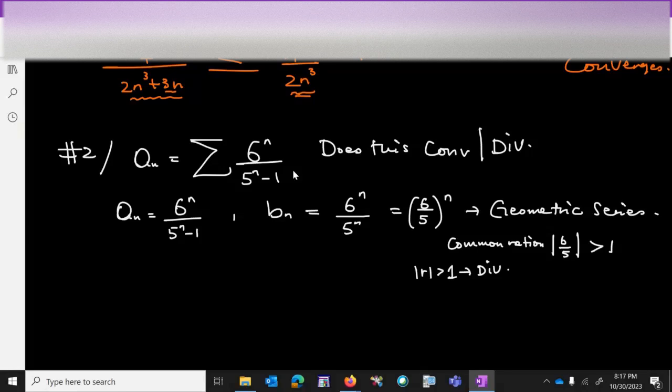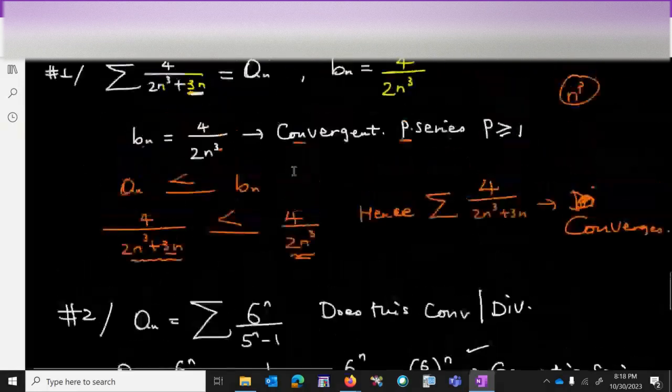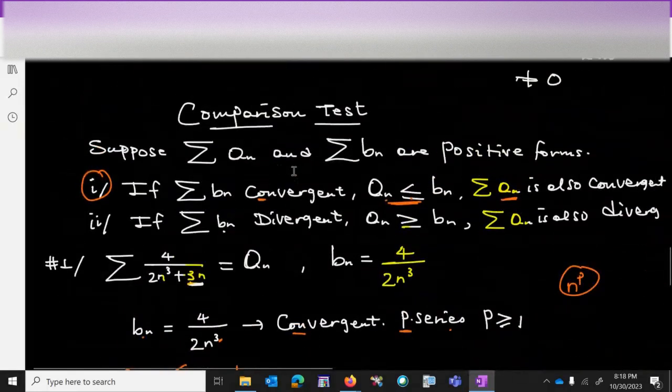So now my r value is 6 over 5. 6 divided by 5 is obviously greater than 1. So that means this b sub n diverges, because it is a typical geometric series with r value greater than 1. Now I know b sub n diverges, but I have to compare a sub n and b sub n to conclude the whole.